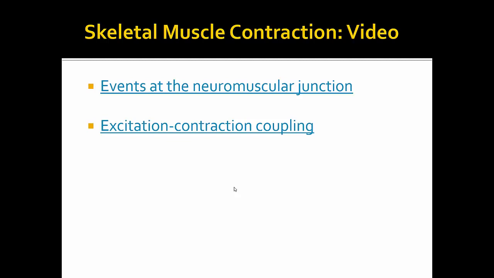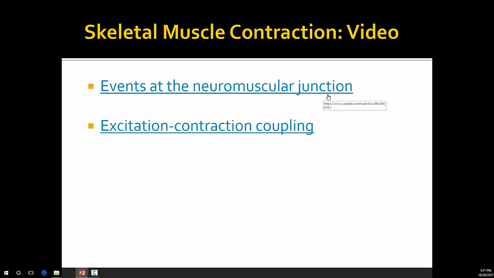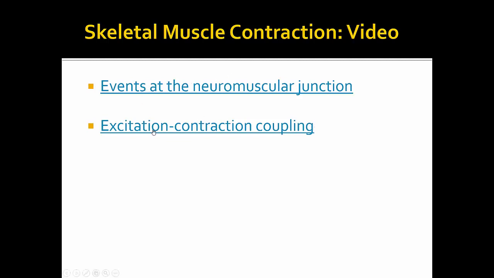There are two videos here. I'm going to let you click on these links. I'm not going to put them in the recorded lecture. They're really helpful for understanding the events that occur at the neuromuscular junction and the excitation contraction coupling stage. I'm also going to talk about these in the lecture, but please do watch the videos. They're very helpful.